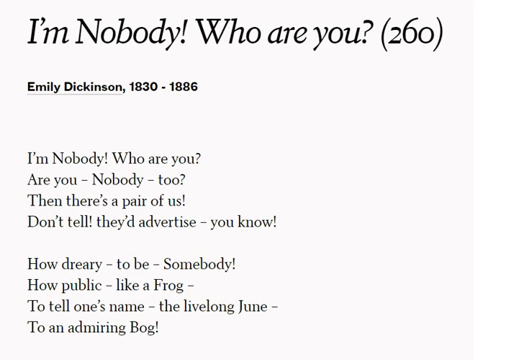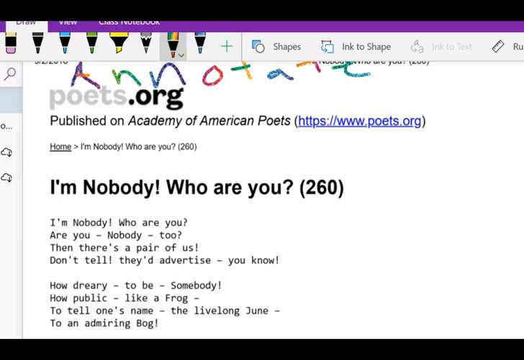The first part of reading a poem is the preview. So we want to look at what the poem looks like. As you can see, there are 2 stanzas. Each stanza has 4 lines. I noticed that there are question marks, exclamation marks, and dashes for punctuation.